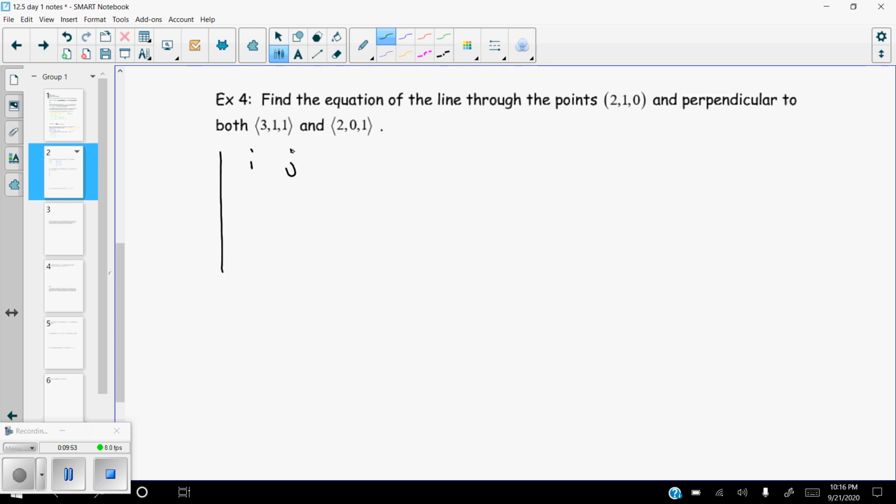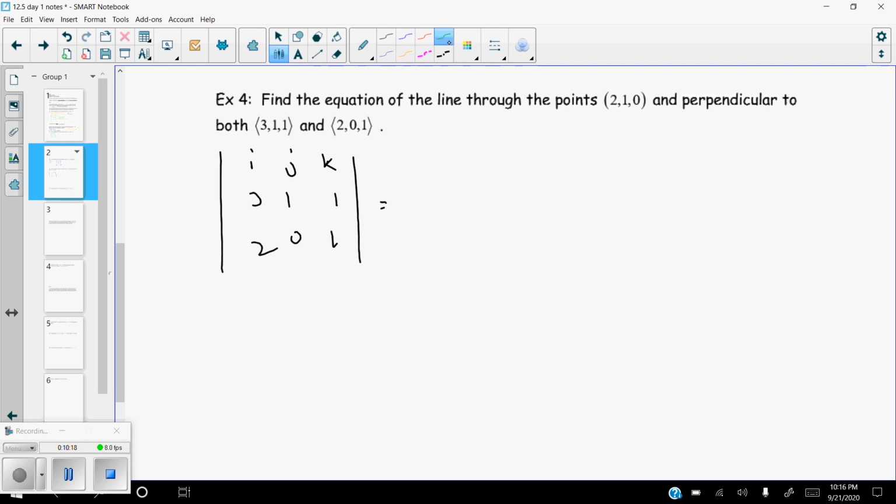i, j, k, 3, 1, 1, 2, 0, 1, and we're going to perform the cross product because now we'll get a vector which is perpendicular to both of these, and then we'll have that vector, we'll have a point. It'll be really simple to write the equation of our line. Okay, so let's go ahead and work this out.